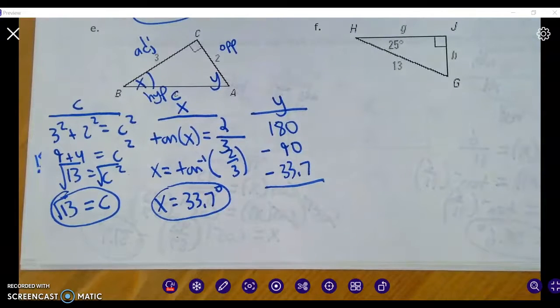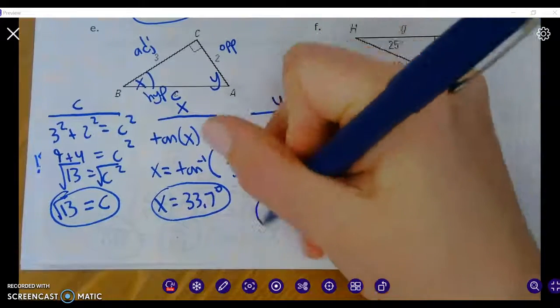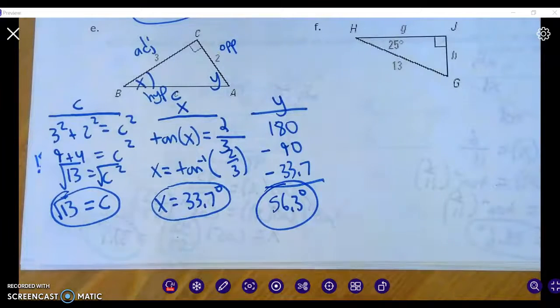It equals 56.3. Okay, so we got all that information and only had to use trig 1 time.